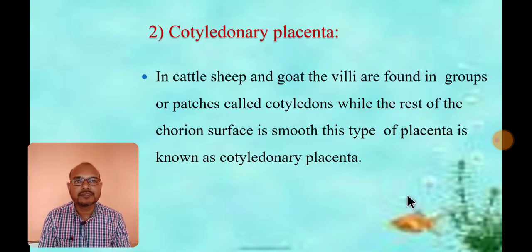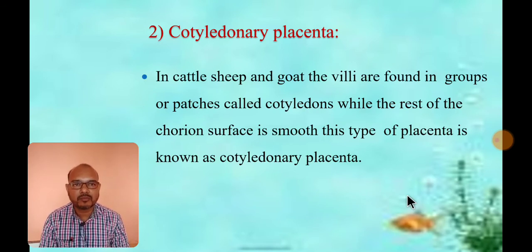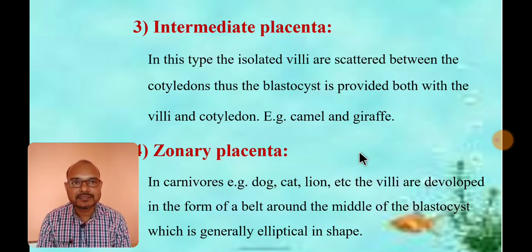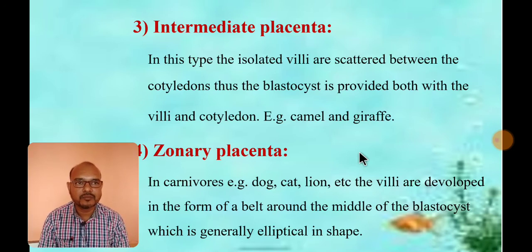In case of the cotyledonary placenta, in most of the cattle, sheep and goat, the villi are found in groups or patches called cotyledons, while the rest of the chorion surface is smooth. This type of placenta is known as the cotyledonary type of placenta. The intermediate type of placenta: in this type, isolated villi are scattered between the cotyledons. Thus, the blastocyst is provided both with villi and cotyledons, for example in camel and giraffe.